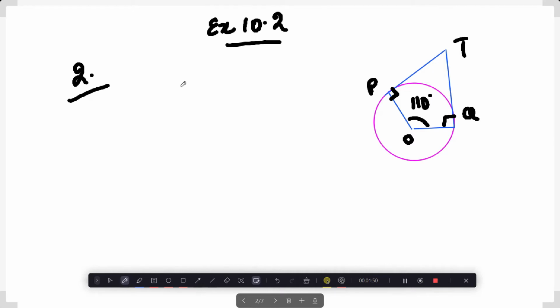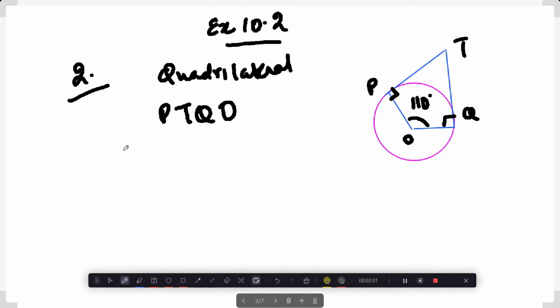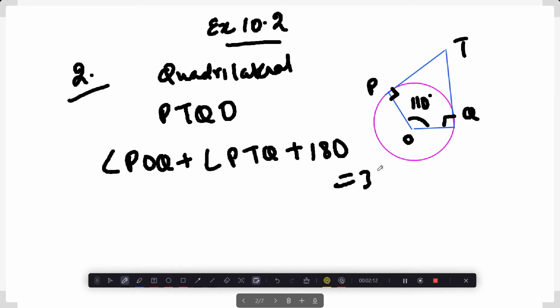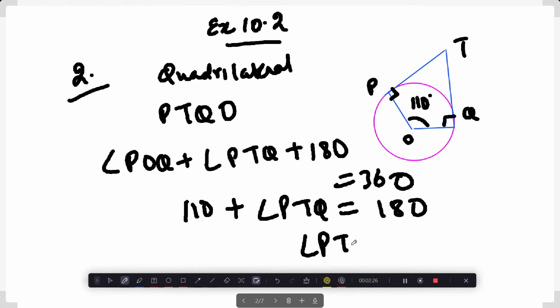We know the sum of angles of a quadrilateral. So in quadrilateral PTQO, all the angles sum to 360. So angle POQ plus angle PTQ plus 90 plus 90, which is 180, is equal to 360. Angle POQ we know is 110. So angle PTQ is 70, and that's the answer.